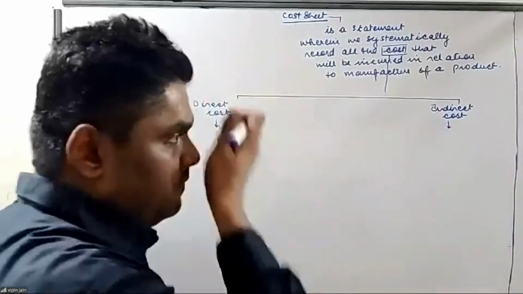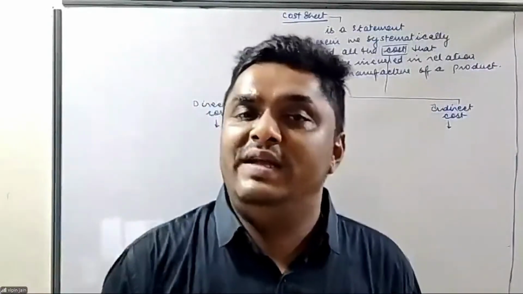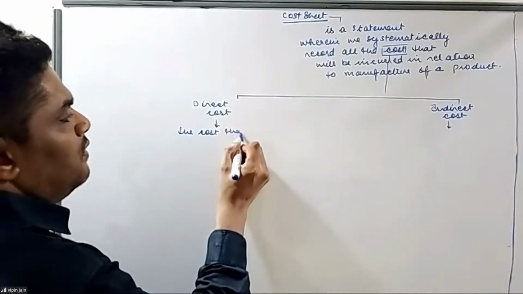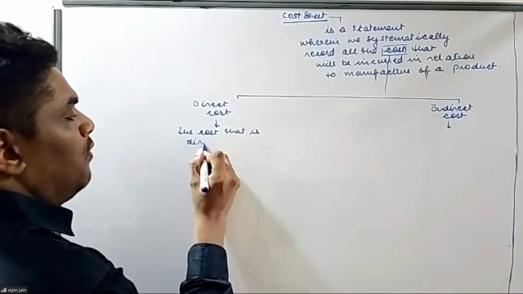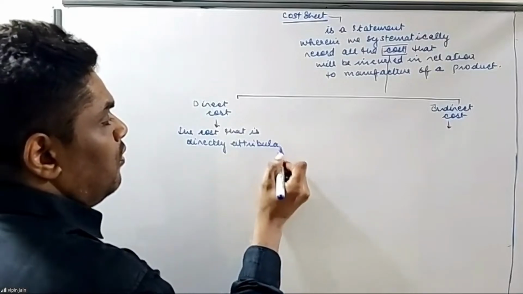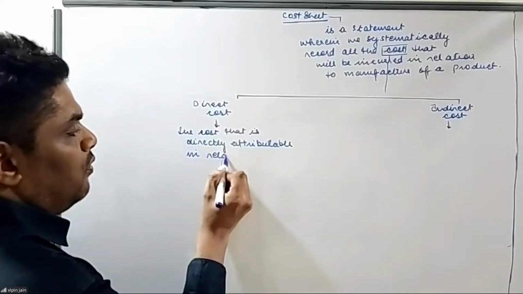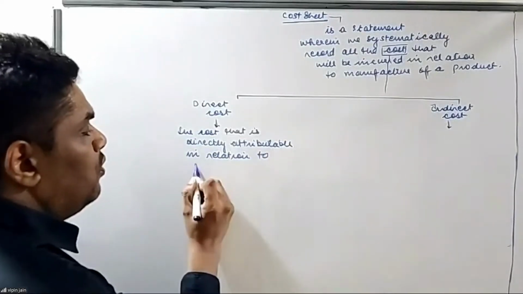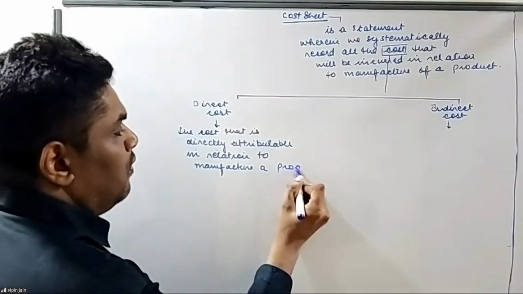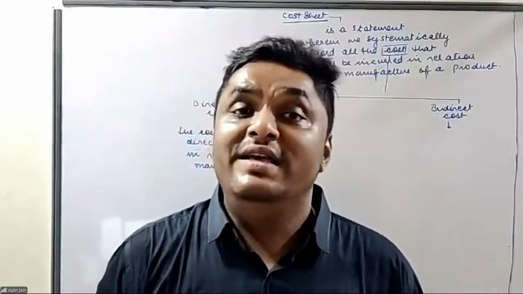The cost that is directly attributable in manufacture of a product is direct cost. What is direct cost? The cost that is directly attributable in relation to manufacture of a product is direct cost.